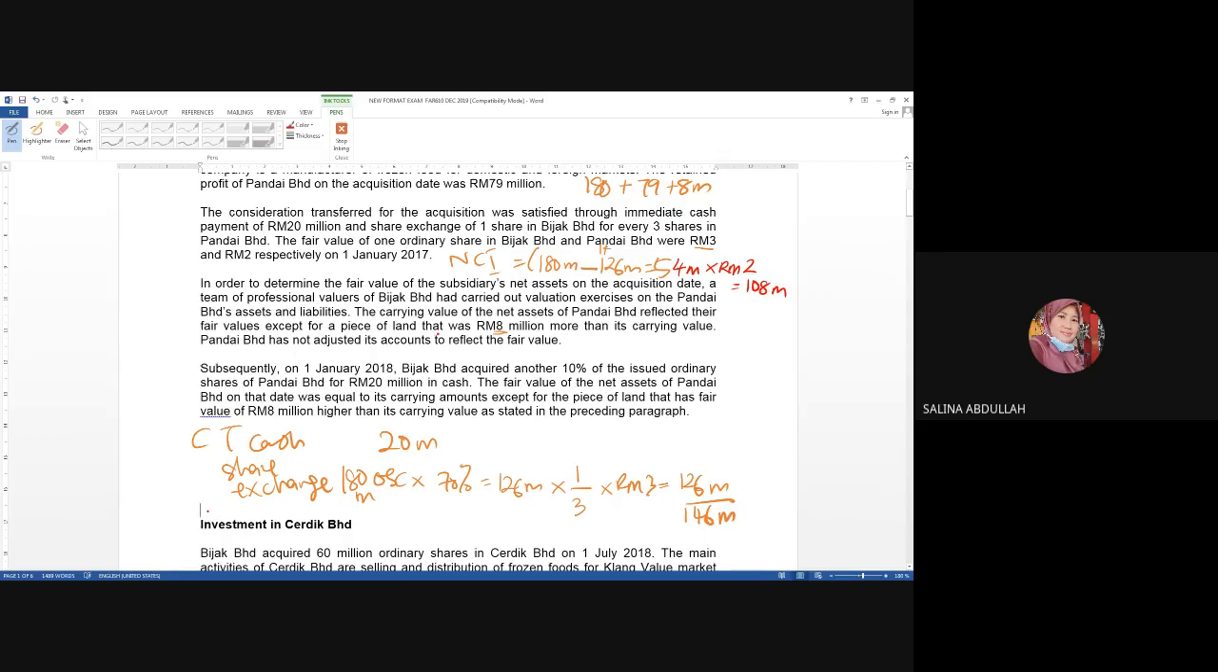Okay, so goodwill equals CT plus NCI minus fair value of net asset of subsidiary. You can see here what the figure will be: 146 plus 108 minus total fair value of net asset of subsidiary here, equal to 267. And so you can see that we get a negative of 13 million, and this negative of 13 million is a bargain purchase. Okay, so this is how you calculate goodwill on acquisition of S1.